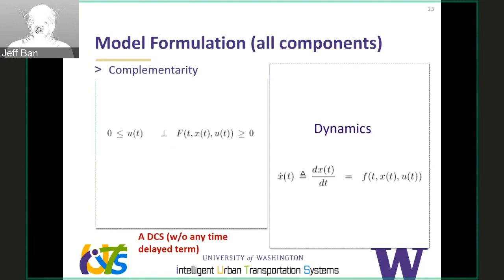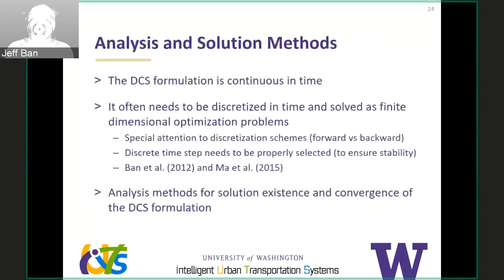So we managed to eliminate delays by introducing a point Q and by looking at the instantaneous route choice behavior, right? So that essentially helps us to eliminate the delays in the formulation. Okay, so I need probably 5 minutes to finish. Because it's a classical DCS, we can use the standard method to look at that.